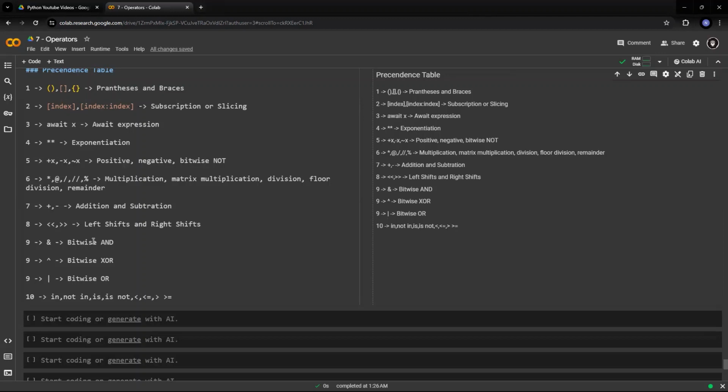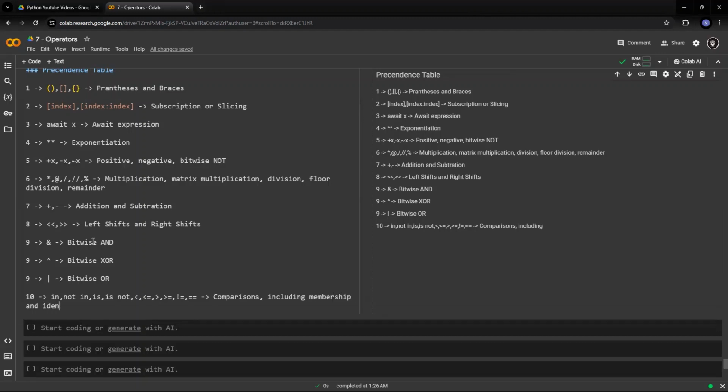Then greater than equals to. Then you have not equals to, and you have equals to. Yes. So these are your 10th, let's say, comparisons, including membership and identity operators.